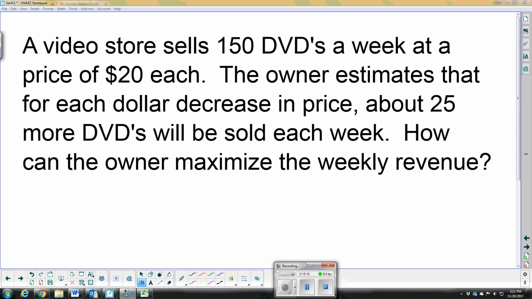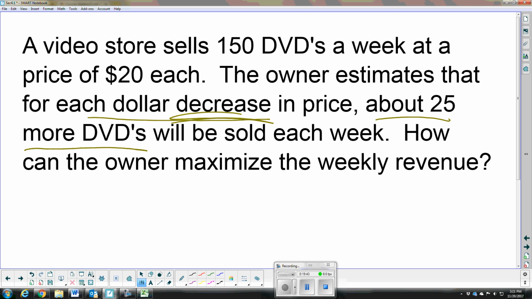Okay, so that was all for the lesson, but now we're going to look at story problems and how we're going to actually set up these quadratic functions. In this case, a video store sells 150 DVDs a week at a price of $20 each. The owner estimates that for each $1 decrease in price, about 25 more DVDs will be sold. For every $1 decrease, we're going to sell 25 more DVDs. So how can the owner maximize the weekly revenue?